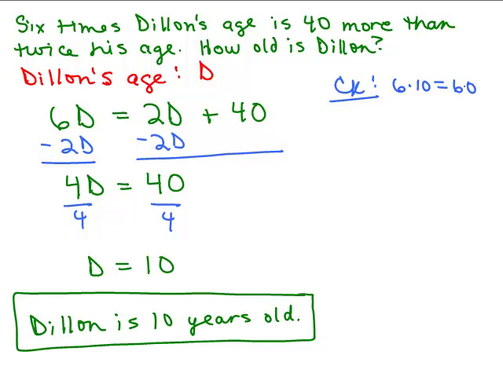Now, is that 40 more than twice his age? Well, what's twice his age? 2 times 10 is 20. Then I have to add 40 to that. And I also get 60. So, yep, it checks out. And Dylan is 10 years old.